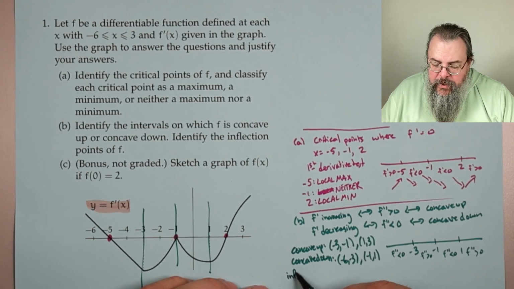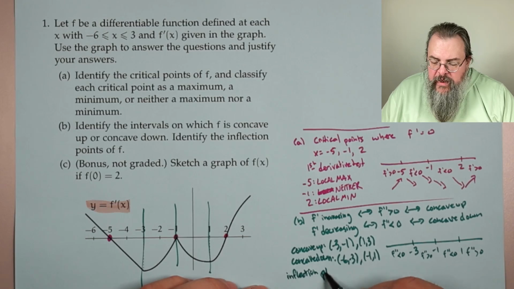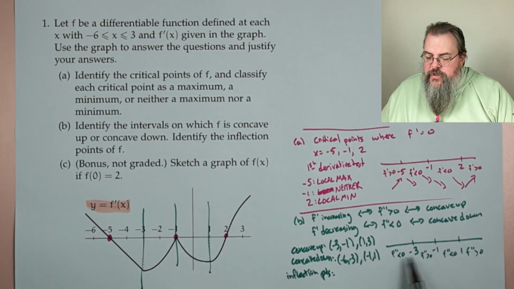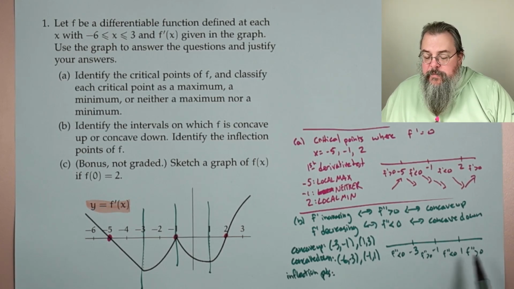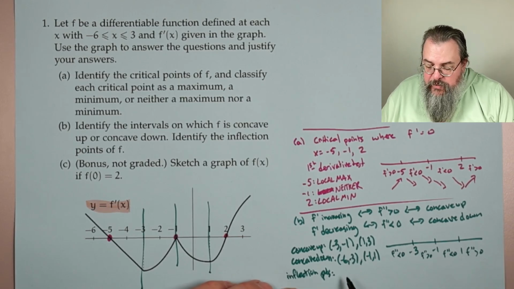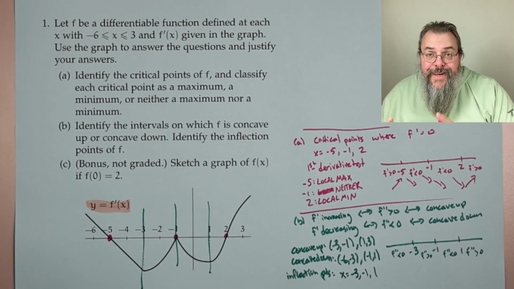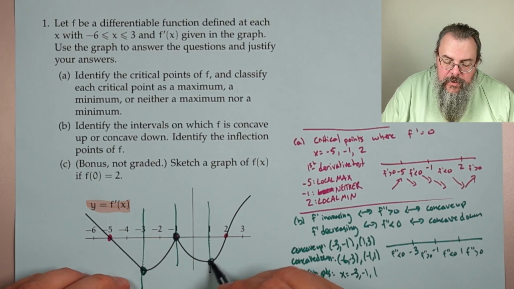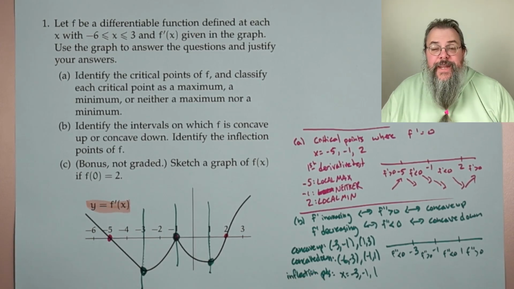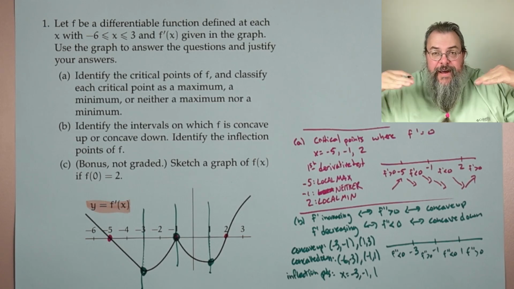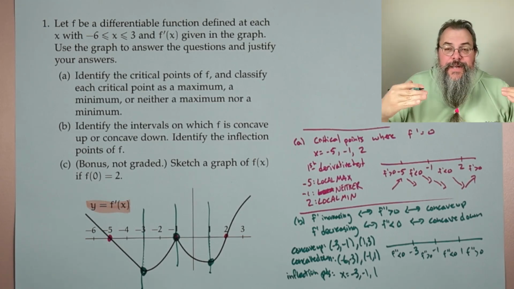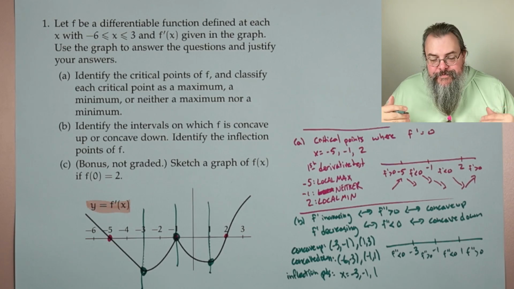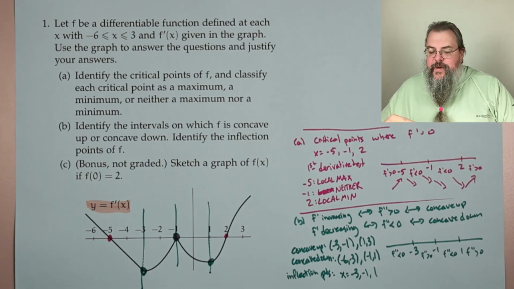Where are the inflection points? Inflection points are where we change concavity. And where is that? Well, we change from negative to positive at negative 3, positive to negative at negative 1, and negative to positive at 1. So these are all inflection points. So we have 3 of them at negative 3, negative 1, positive 1. And in terms of f prime, these correspond to maxes and mins in f prime. So where you see a local max or a local min, that's going to be an inflection point, and vice versa.